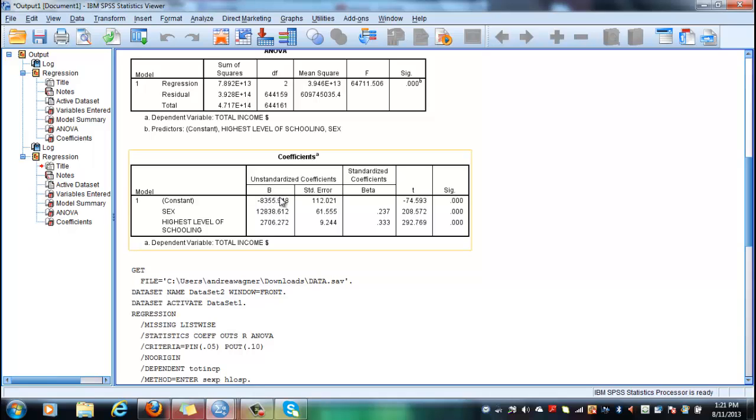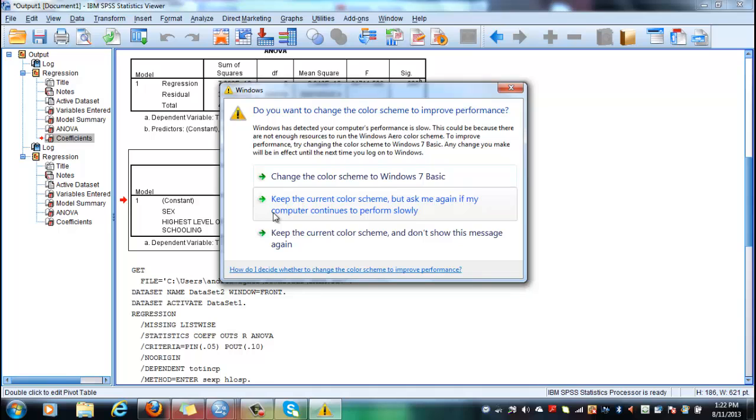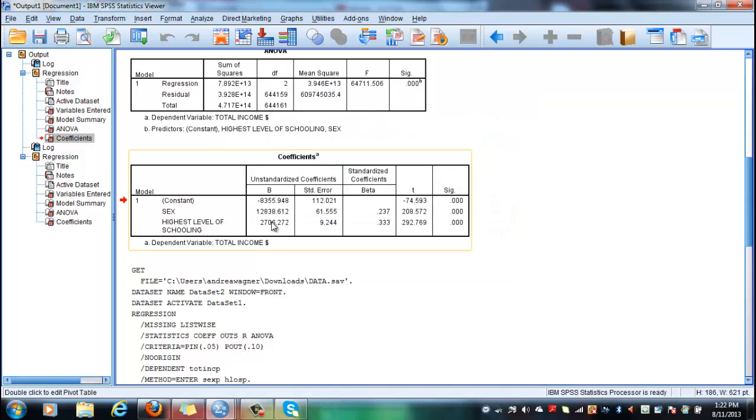Remember that all these coefficients are expressed in the unit of measurement of the dependent variable, and our dependent is income. Thus, everything is expressed in dollars. So, we discussed the constant. Now, let's move on to the slope for gender and for highest level of schooling. In this case, when we have a multiple regression, we refer to it as a partial slope, and it tells you by how much your dependent changes with a 1 unit change in your independent, controlling for your other independent.